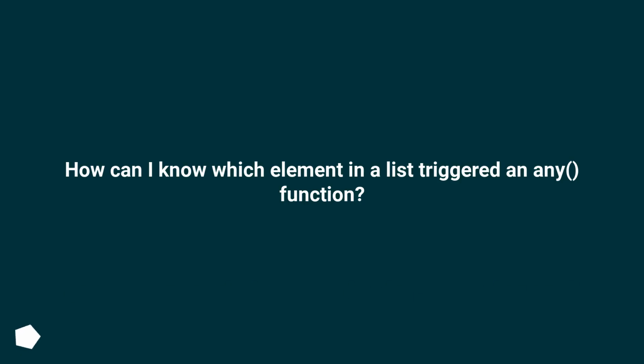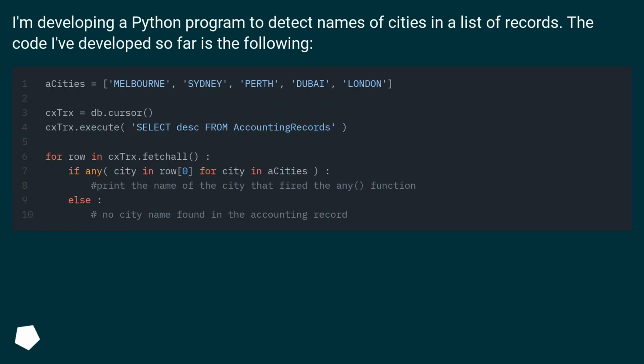How can I know which element in a list triggered an any function? I'm developing a Python program to detect names of cities in a list of records. The code I've developed so far is the following.